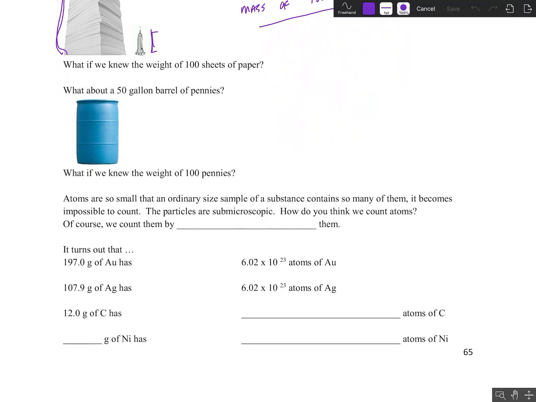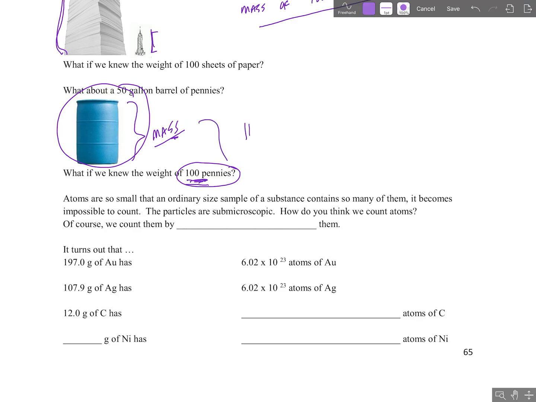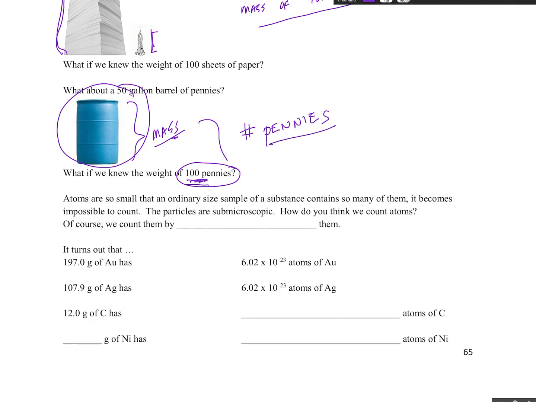What if I had a 50-gallon barrel of pennies? How would I count those pennies if I didn't have to count those pennies one at a time? Well, what if I knew the weight or the mass of the barrel full of pennies, and I knew the weight of just 100 pennies? Couldn't I calculate the number of pennies in this 50-gallon barrel by knowing the weight of just 100 of them, and dividing the total mass by the mass of my 100 pennies and getting the number of pennies in the barrel? Once again, I could count pennies by weighing them.